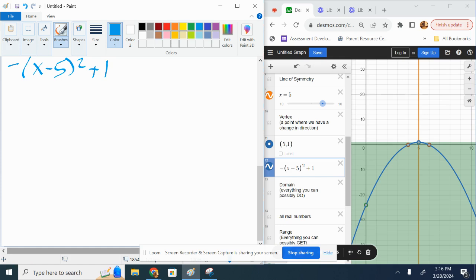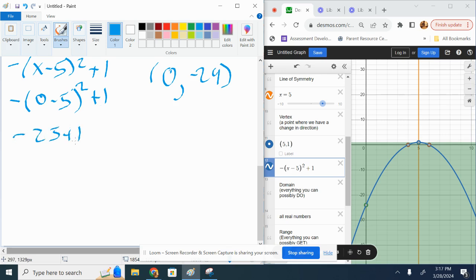Cool, so let's do that. I know that when I plug in a 0, I'm supposed to get a negative 24. So when I plug in 0, I get (0 minus 5) squared, negated, plus 1. And then that turns out to be negative 25 plus 1, which indeed is negative 24.